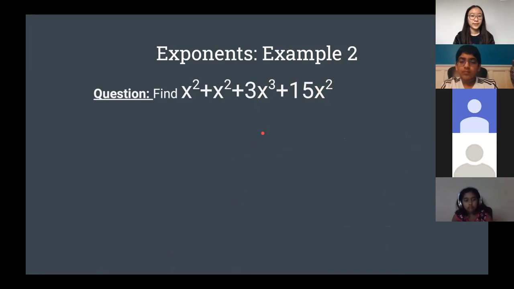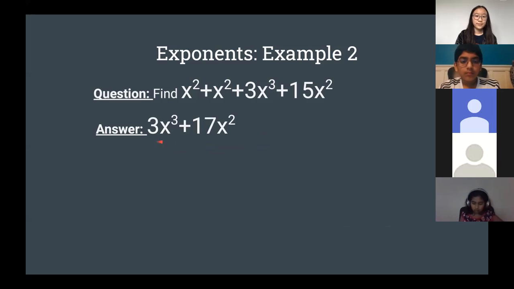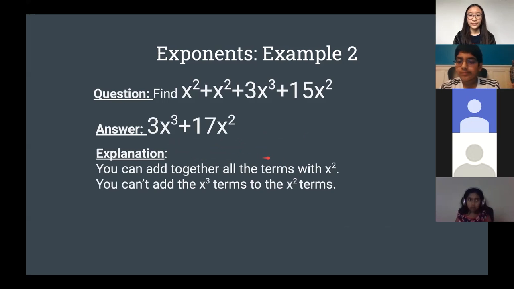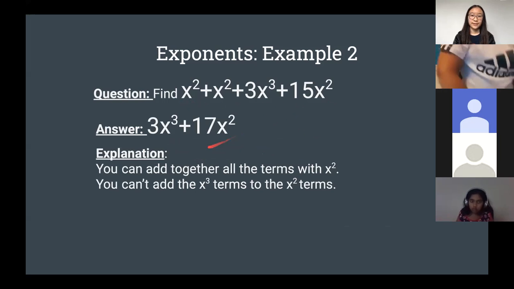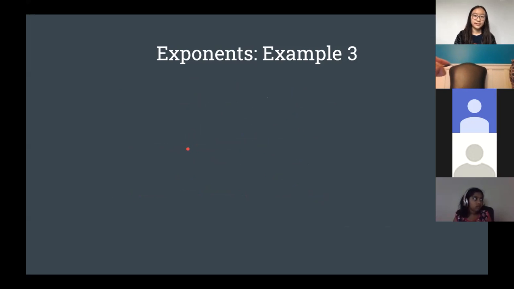All right, so here is the answer. It is 3x cubed plus 17x squared, because you can add together all of the terms with x squared. That is x squared plus 15x squared, which would equal 17x squared since you're only adding the coefficients. You can't add the x cubed term to the x squared term though, because the exponent isn't the same. And that's why the answer looks like it does. All right, next example.